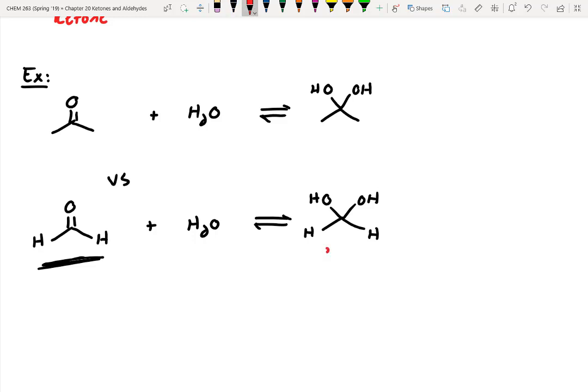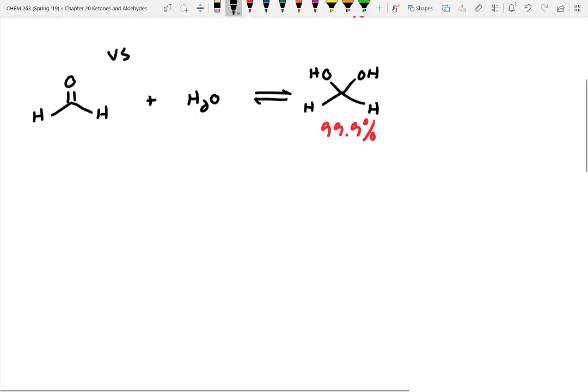And you can actually measure this in solution. You get about 99.9% hydrate with formaldehyde. In fact, you normally can't just buy straight formaldehyde. You normally get the hydrate. And then with acetone, you get about 0.1%. So this really drives home the reactivity difference between ketones and aldehydes. Aldehydes are way, way, way more electrophilic than ketones and form a very appreciable amount of the hydrate, where ketones, not so much. All right, so let's take a look at the mechanism.